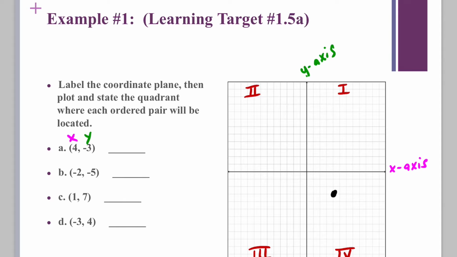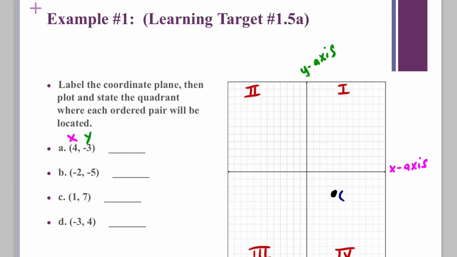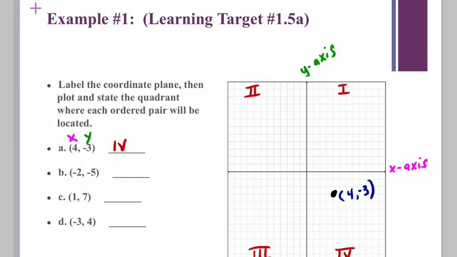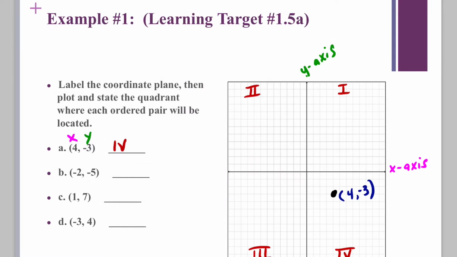And so this will be our plot of 4, -3. We can see that we are now in the fourth quadrant. A way that we can remember that, if we just want to look at the numbers, is that the fourth quadrant has a positive x value and a negative y value. So we have a positive and a negative.